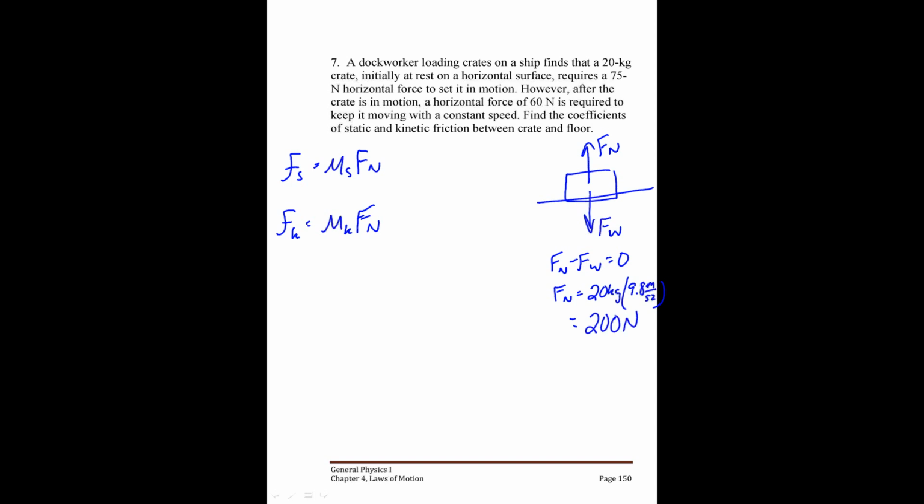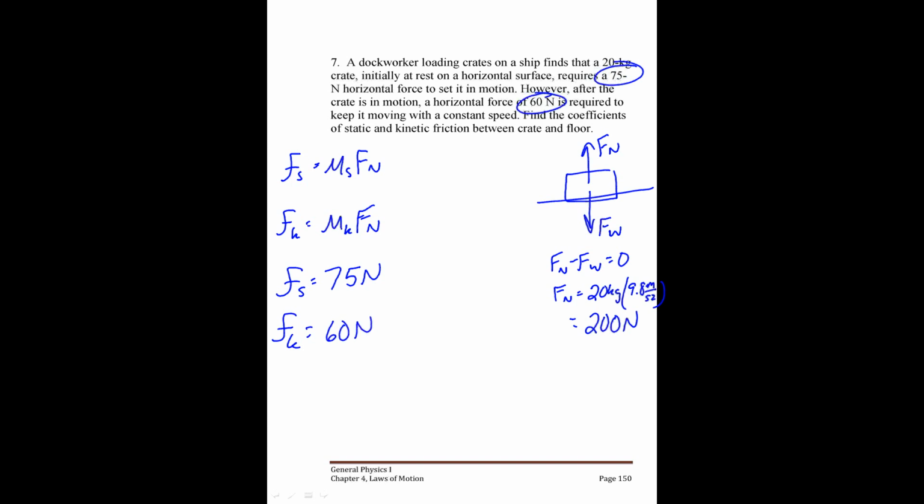Now I know my normal force, but I have two forces here that are given, 75 newtons and 60 newtons. I need to know which of those is the static frictional force and which is the kinetic frictional force. The static frictional force is the force required to get something moving. That is the maximum force required to push on something to get it moving. So Fs is equal to 75 newtons. We talked about this in class. Fk then is 60 newtons.